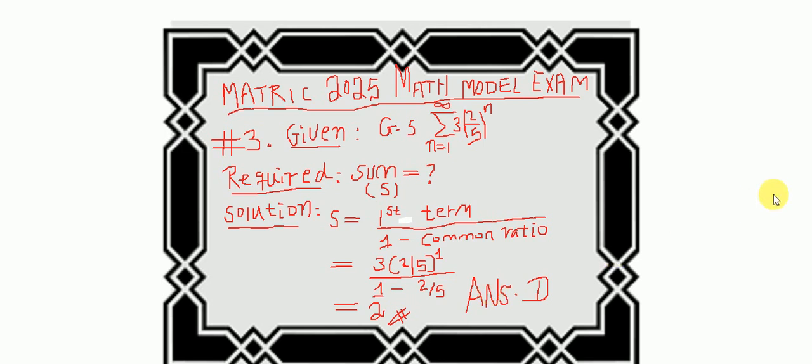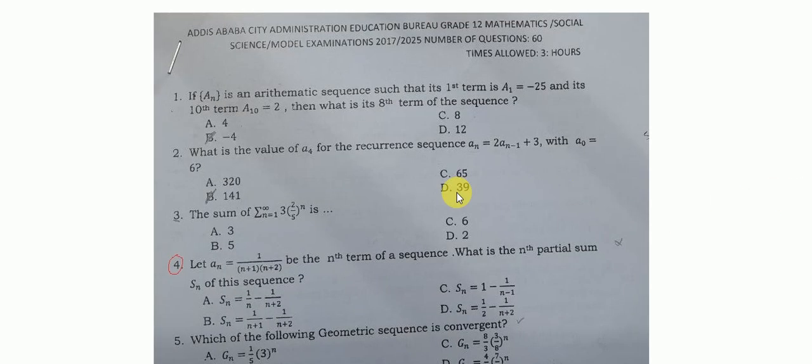So the answer is D. The answer for number 3 is D. It is 2. Next problem, number 4. Let A_n be the sequence 1 over (n plus 1) times (n plus 2). Let this be the nth term of a sequence. What is the nth partial sum? That means the sum of such terms up to n, the sum of the first n terms.